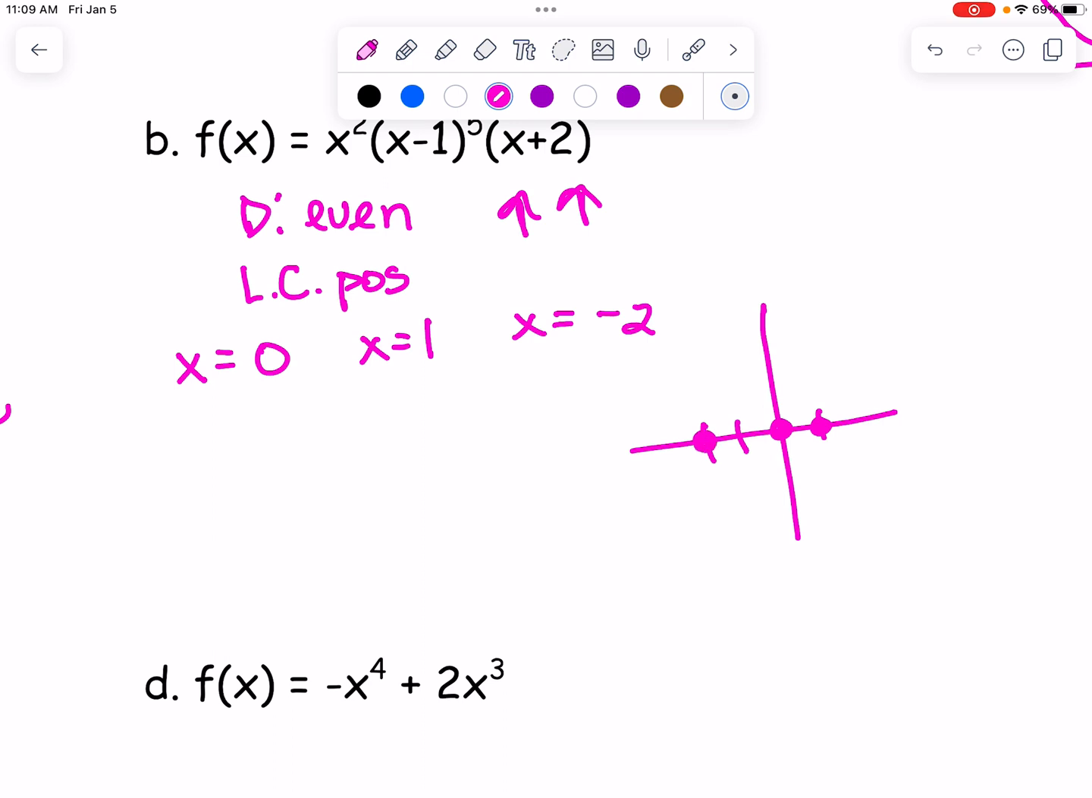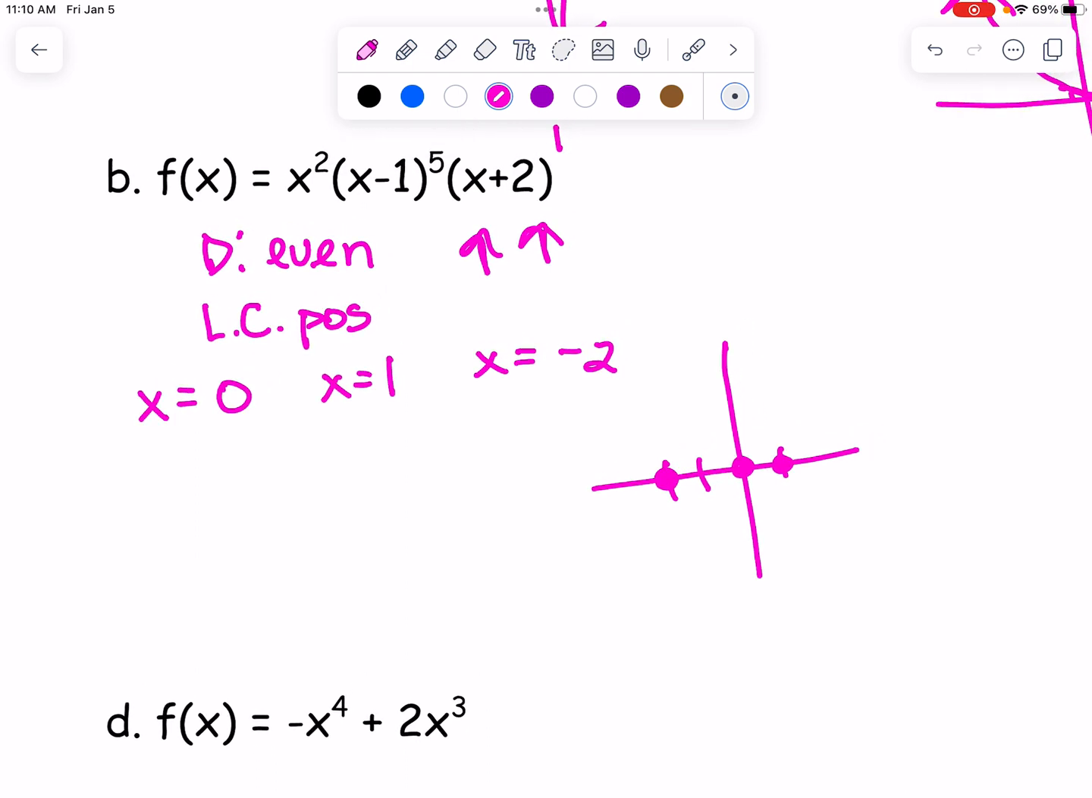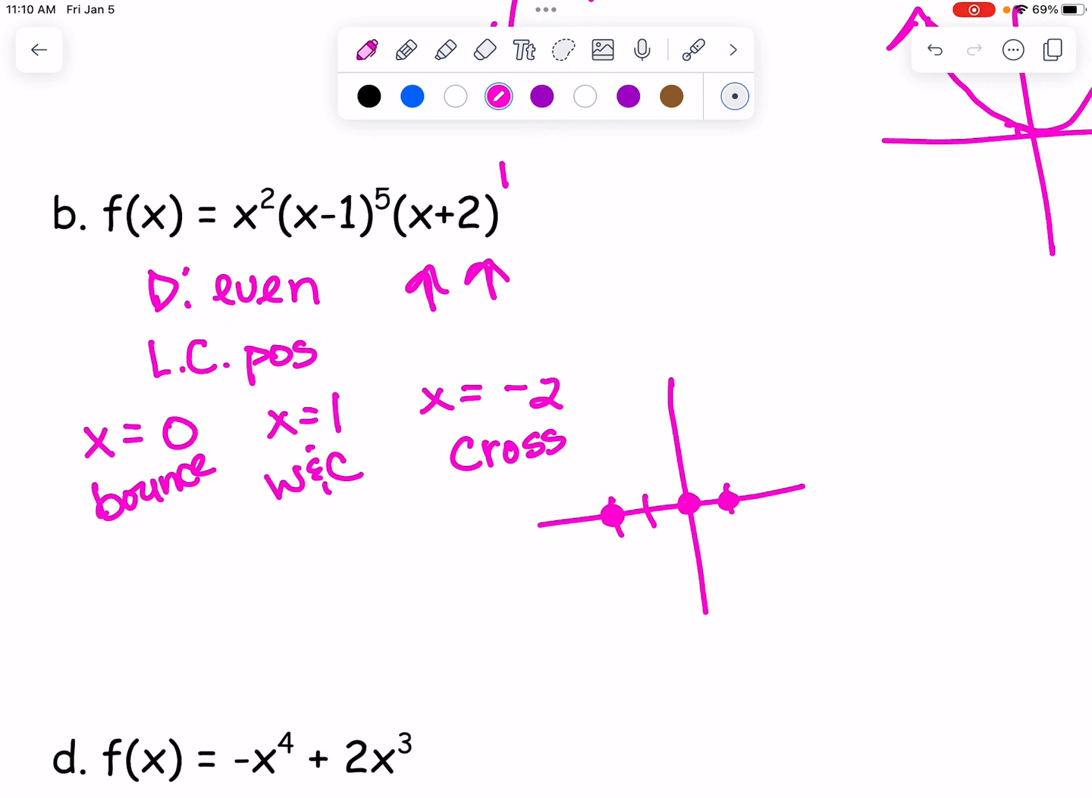Zero, 1, -2. So coming from the top, at 0, it is going to bounce. At 1, it's going to wiggle and cross. -2, it's going to cross. So at -2, we're going from the top, go through -2. At 0, it's going to bounce. At 1, it's going to wiggle and cross.